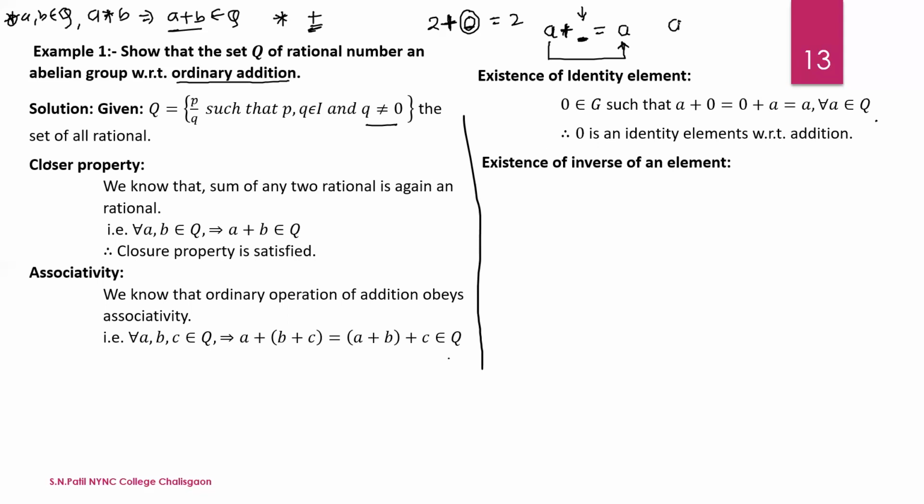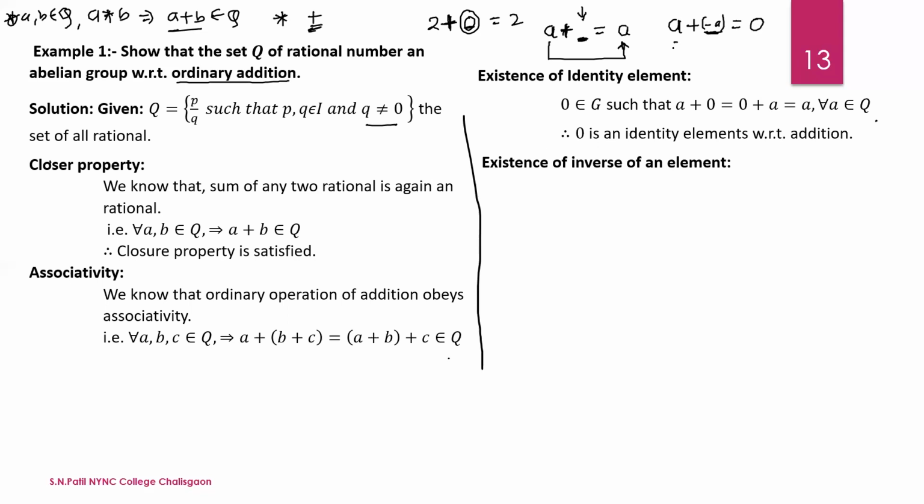A plus... So here we get the identity. This is the identity element. So find out the number here such that we get the 0. 0 is an identity element. So which number is here? The number is minus A.